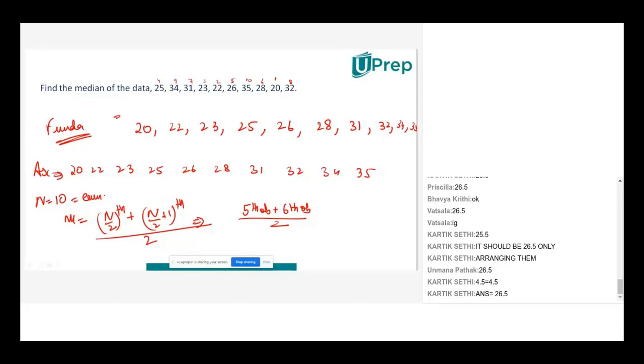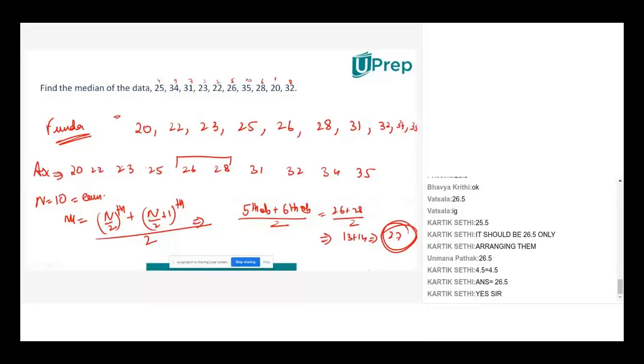Once arranged in ascending order, 1, 2, 3, 4, 5, the 5th plus 6th: 26 plus 28 by 2, that is 54 by 2, so 27 is the median. 27 was the right answer. I got 26.5. I got 20. Yeah. So Arna, Kanishka and Anvi were the ones who gave the right answer.